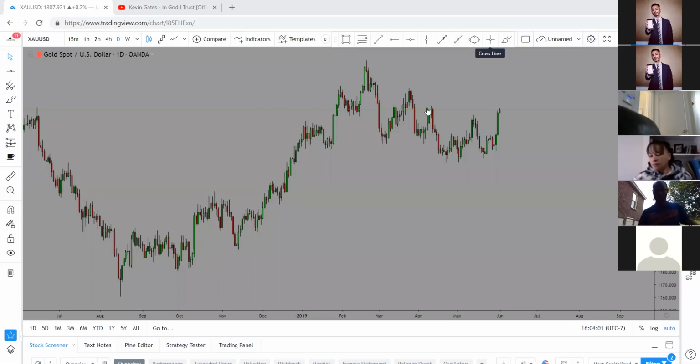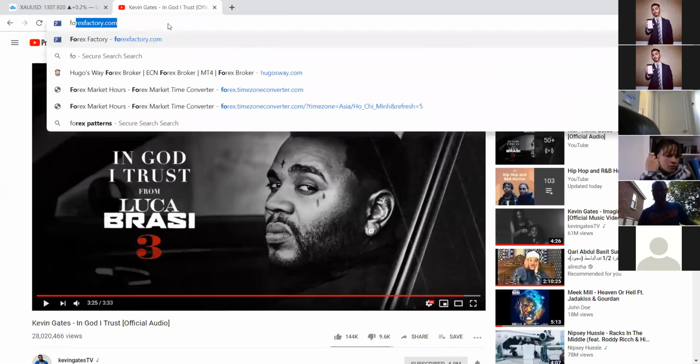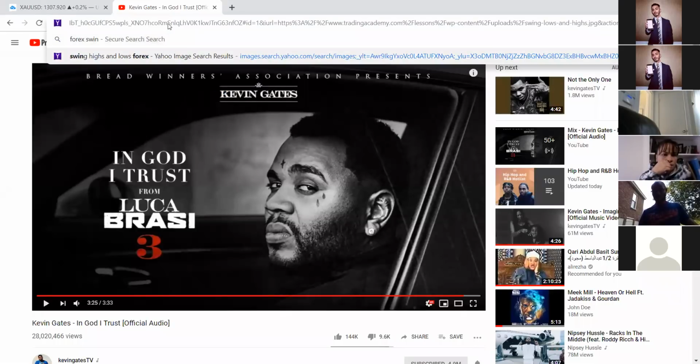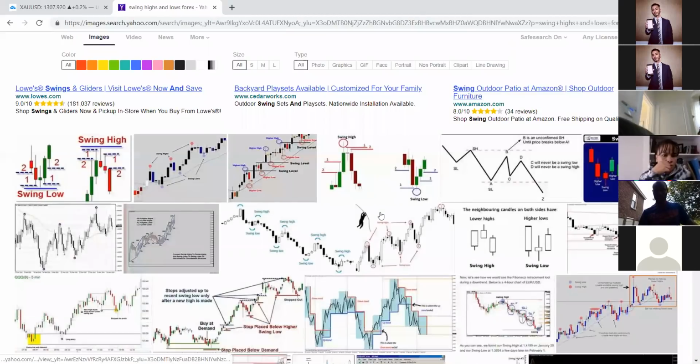So if you know the way the market moves, you know the market has structure to it, right? The market has structure to it. So one thing I love to show you guys is forex swing highs and lows. You can look this picture up on Google. It's all over. It's pretty easy to identify.